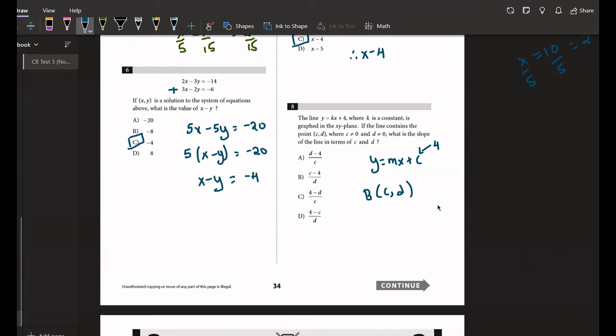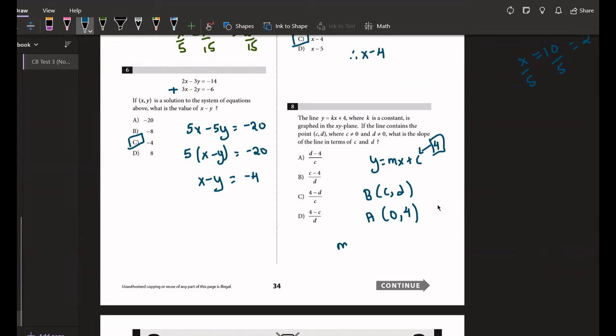The other point is basically the y-intercept. Okay, the y-intercept is also a point on the line, right? So let's call that point A. On the y-intercept, the x coordinate is always 0 and the y coordinate is 4. So that's (0, 4), right? Now you have the 2 points.